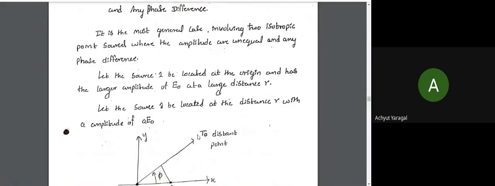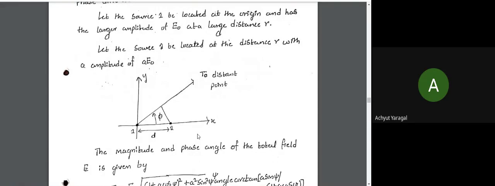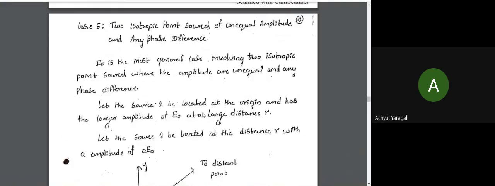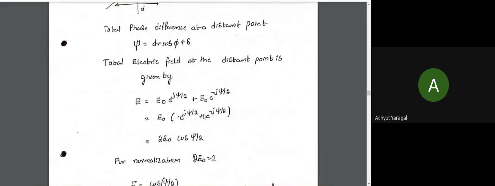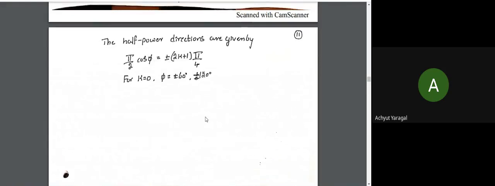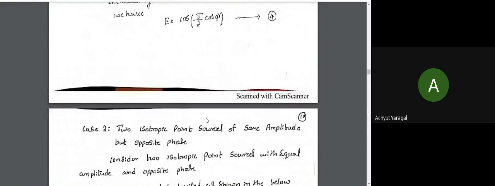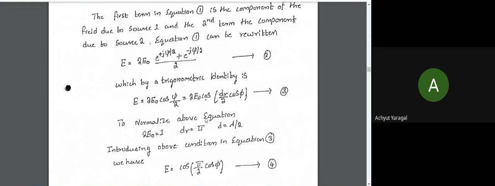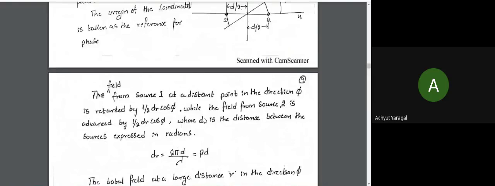In case number 5, the only change is that the diagram itself is a little bit different. One source is taken at the origin and another source is taken at a certain distance d. In all the other 4 cases, we take the sources symmetrically located at equal distance from the origin. So this is how we get case 1, 2, 3, 4, and 5. If you understand case 1, then it is very easy to represent case 2, case 3, case 4, and further case 5.